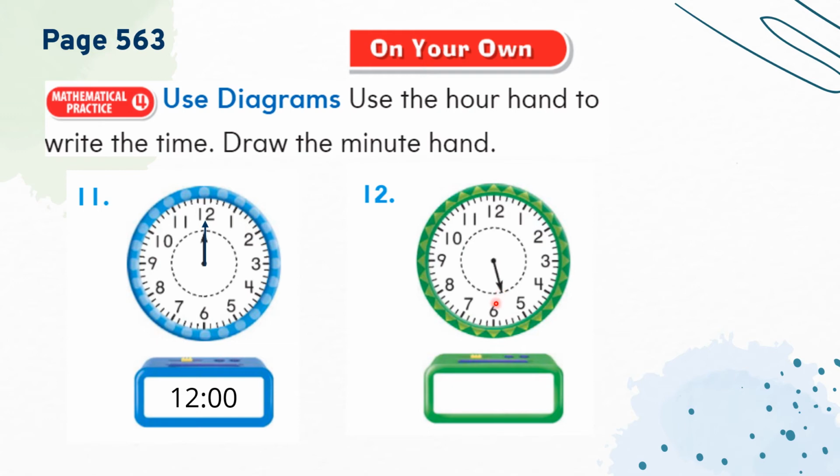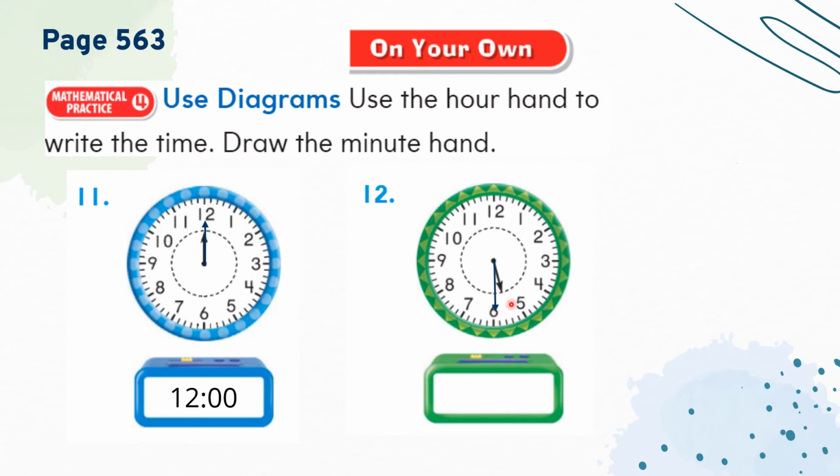It is not yet 6 o'clock because the hour hand is coming near to number 6, but it is not at 6 yet. So it's after 5 o'clock but before 6 o'clock. So we are going to draw our minute hand on which number then? You all should know it by now. We have to draw it at 6, and make sure whenever you are drawing your minute hand it should be longer than the hour hand.